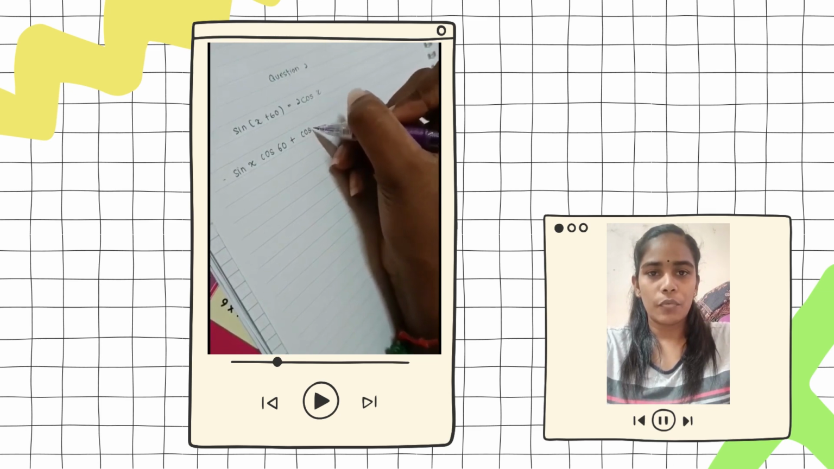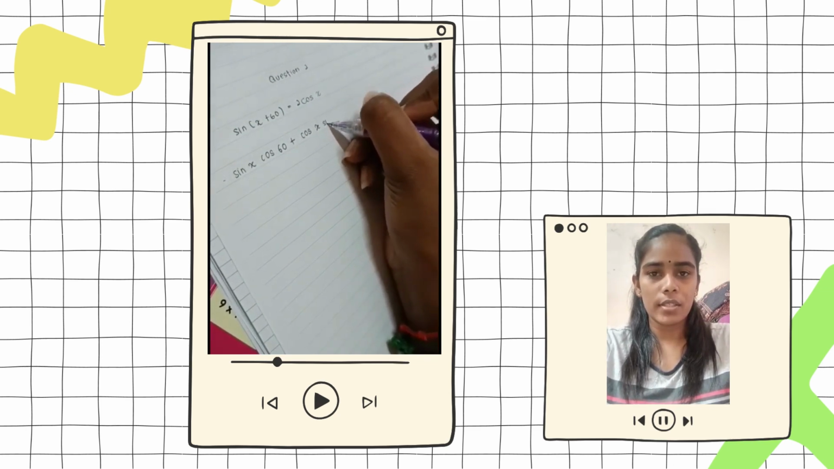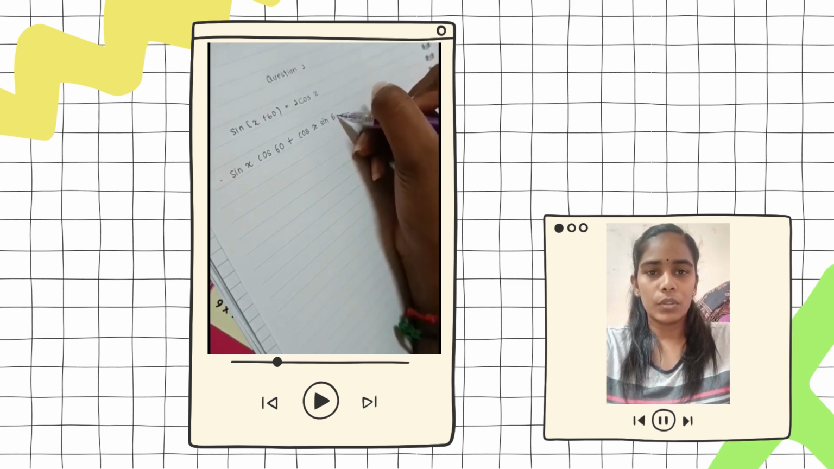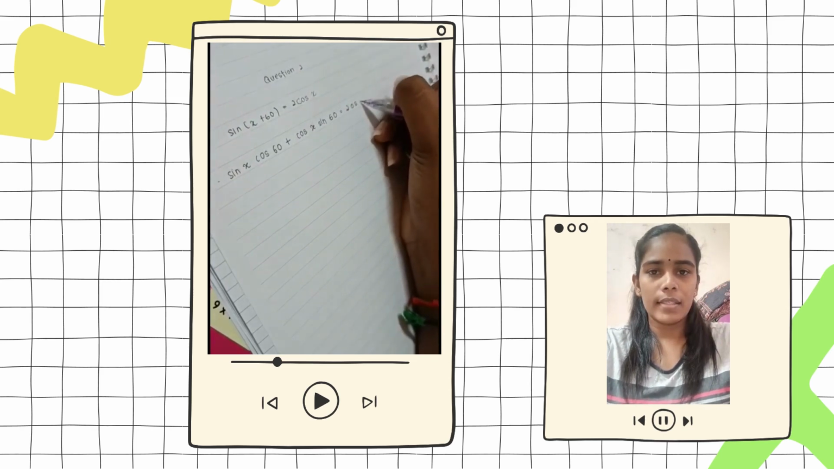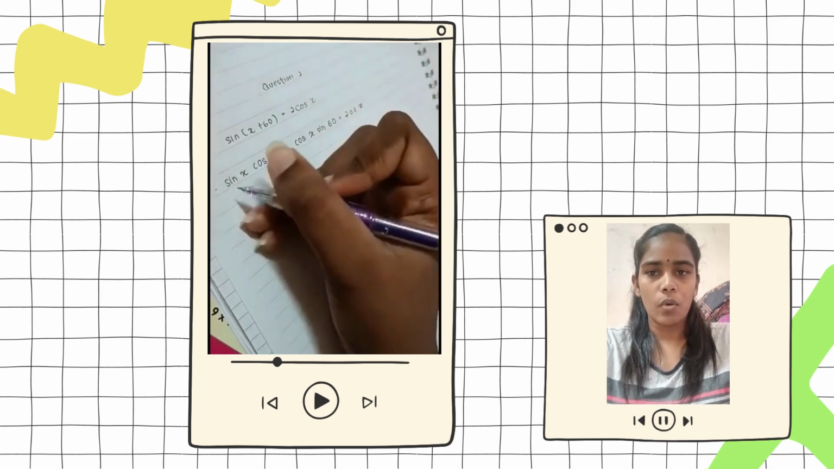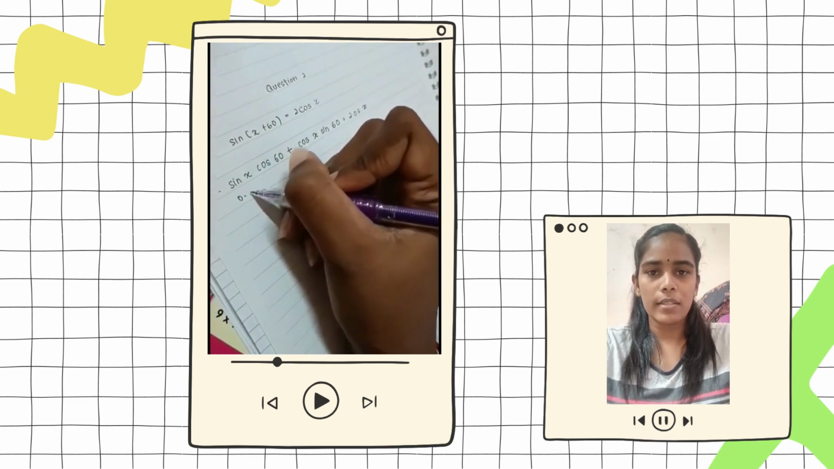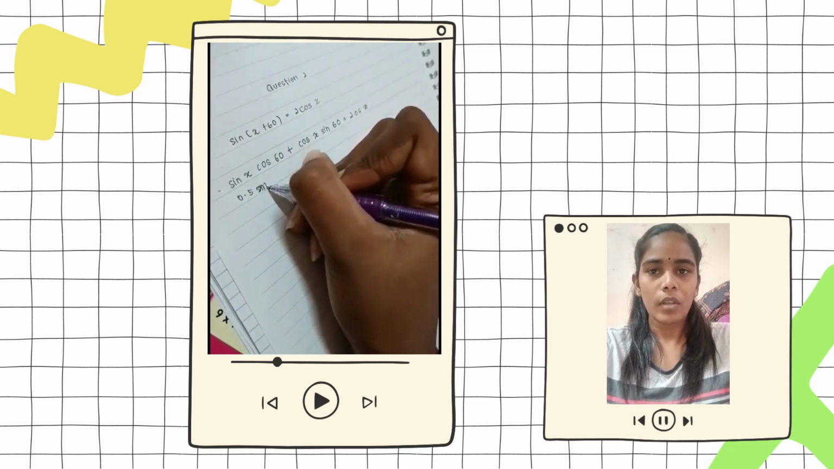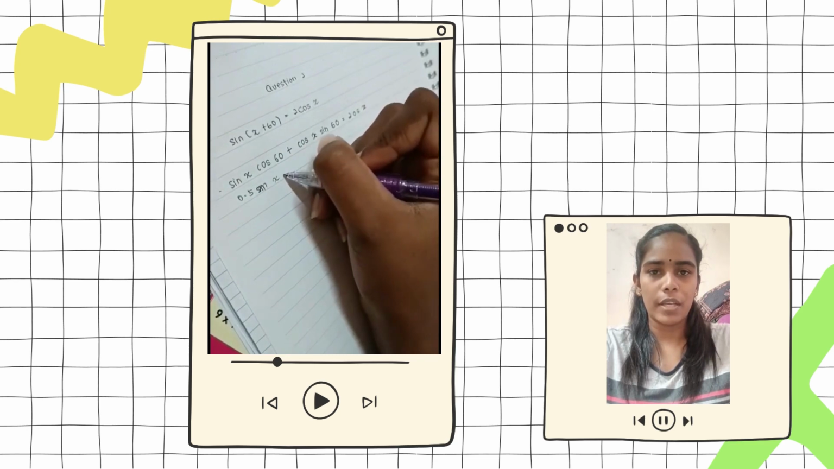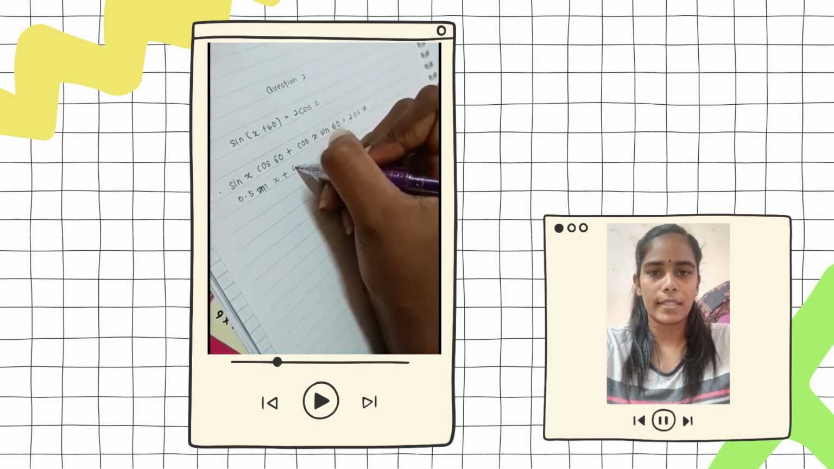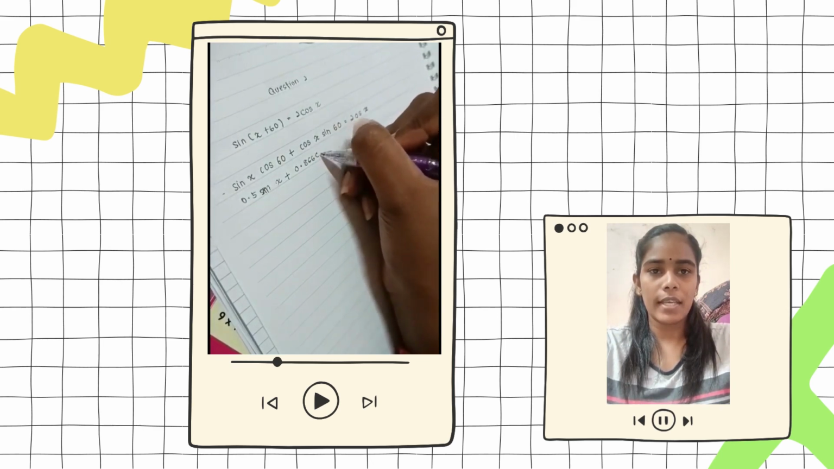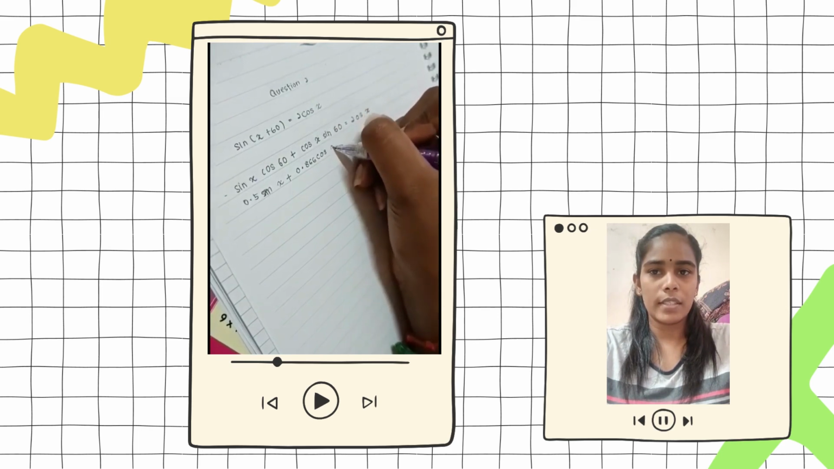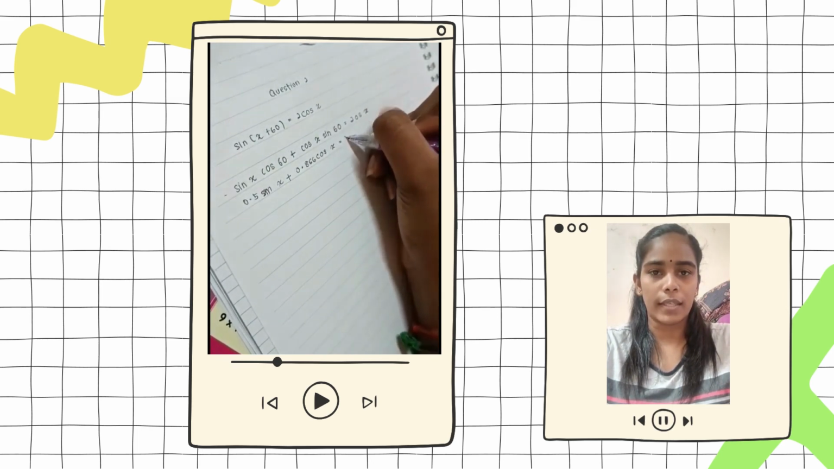We need to choose the formula of compound angle addition: sin(A + B) equal to sin A cos B plus cos A sin B. A is x and B is 60. So, sin x cos 60 plus cos x sin 60 equal to 2 cos x. Cos 60 is 0.5 and sin 60 is 0.866. Therefore, it will be 0.5 sin x plus 0.866 cos x equal to 2 cos x.